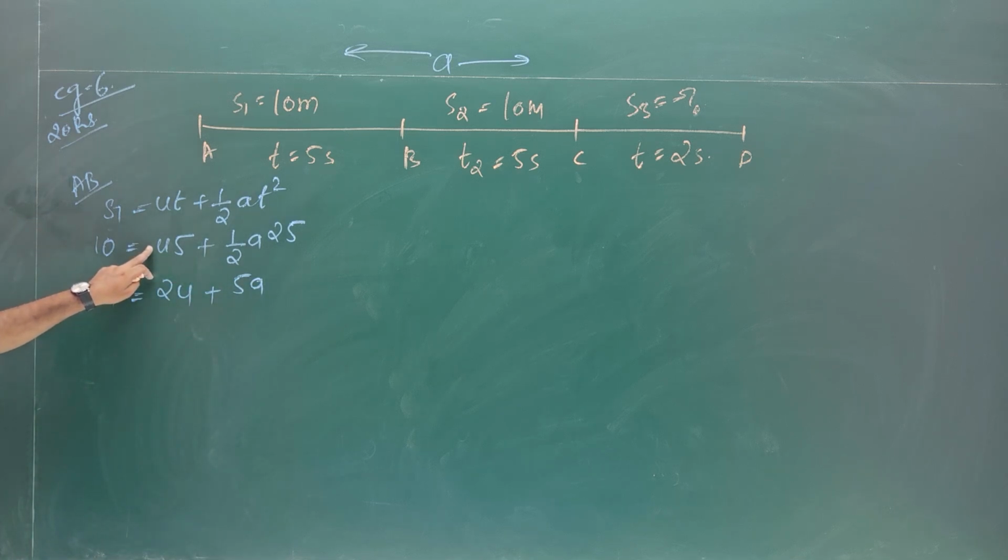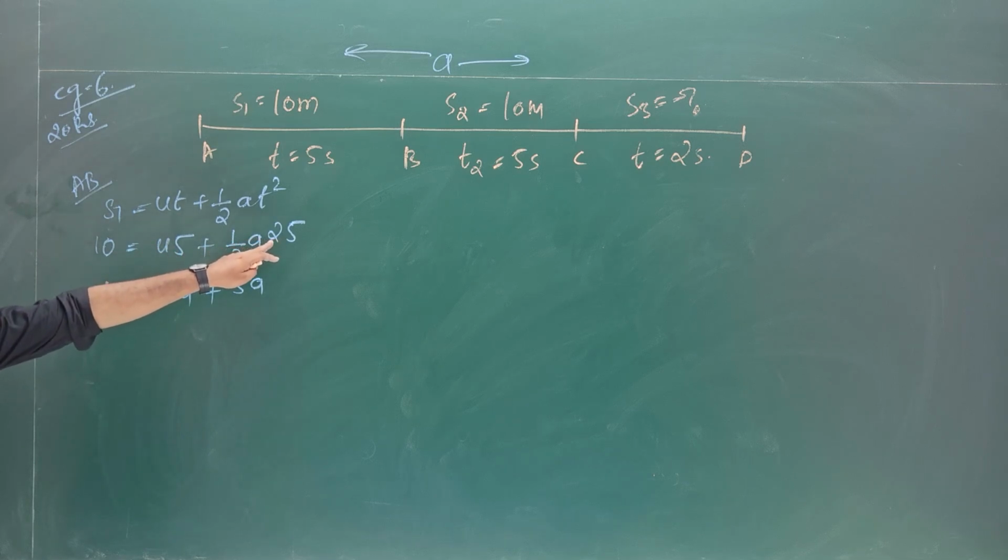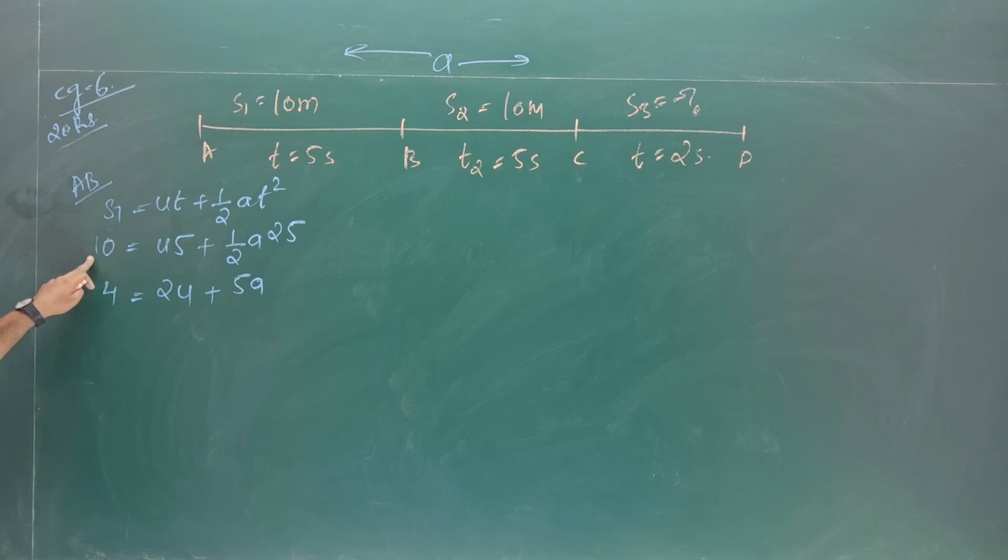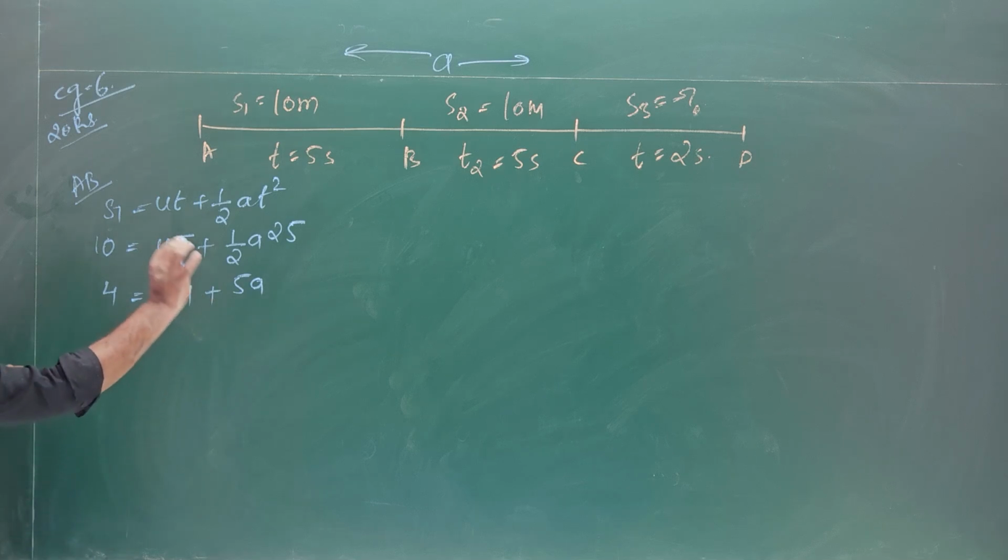But 5 2s are 10, that will be 10u plus 25a divided by 2. 2 goes here, so it becomes 20. If we take 5 as common, won't it be this? Okay. Now, consider this as your equation number 1.